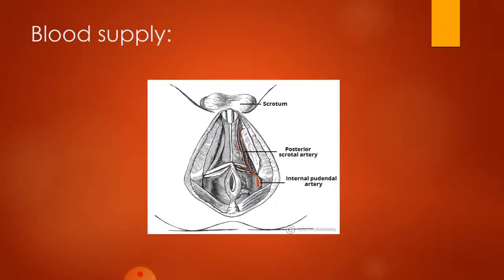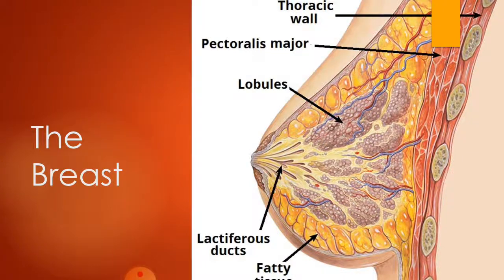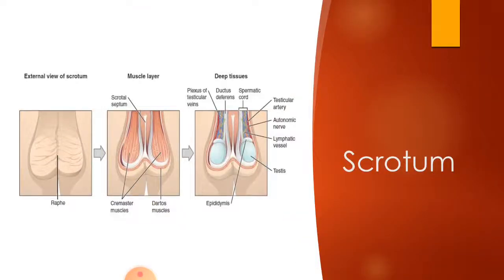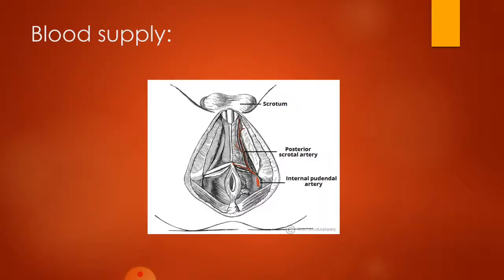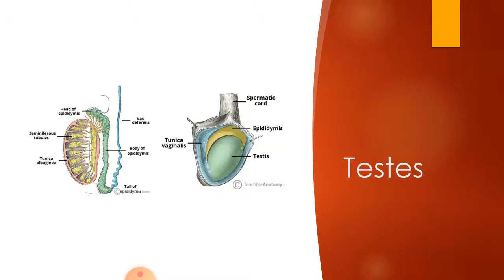So if we summarize our lecture, we have talked about the structure of the breast. We discussed the surface anatomy of the breast, and we also talked about the blood supply of the breast and the internal structure of the breast. Then we discussed the male reproductive system, and we talked about the scrotum, its internal structure, and the blood supply of the scrotum. Then we talked about the testes and the structure of the testes.